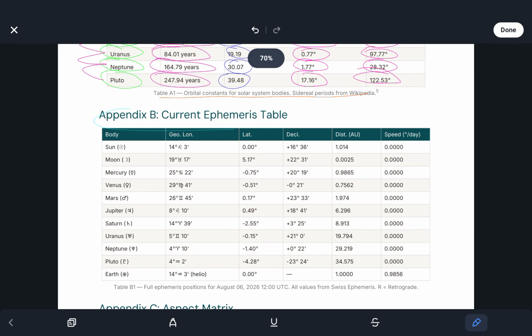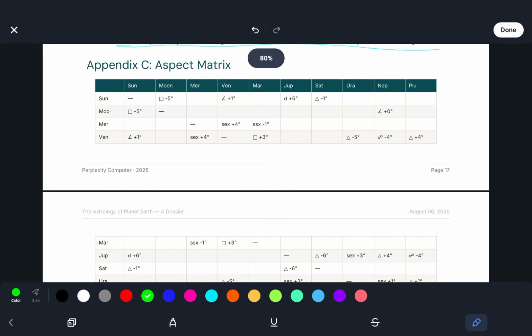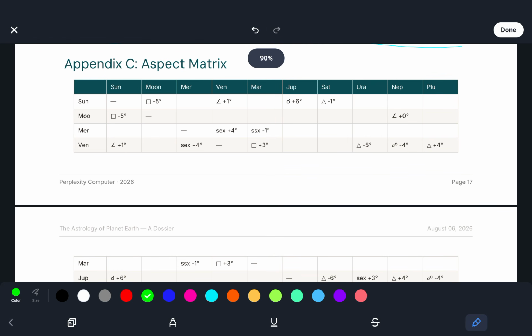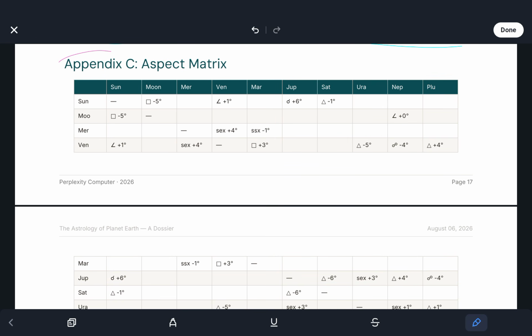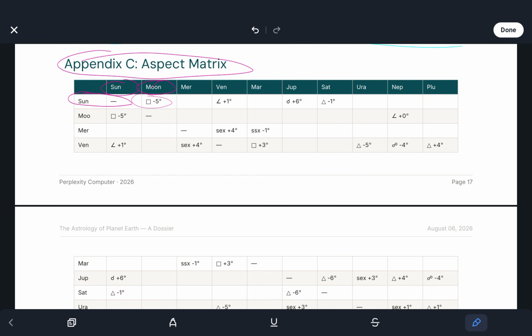Here's the current ephemeris table, specifically for the date, which I've already talked about in the other video, and aspect matrix. This is pretty cool because we get to see that Sun isn't making an aspect to itself, but it is making a square to the Moon. Mercury's no aspects.